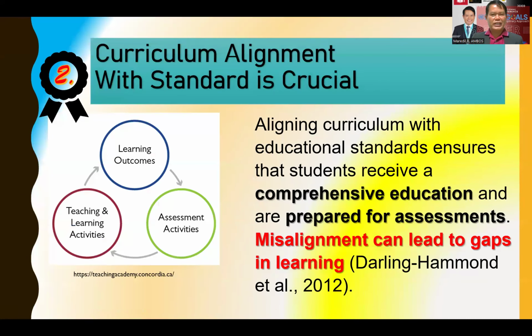The second one is that curriculum alignment with standards is crucial. We cannot just have our assessment if we do not consider our objectives. So there should be alignment with the curriculum. And according to Darling-Hammond et al., misalignment can lead to gaps in learning.